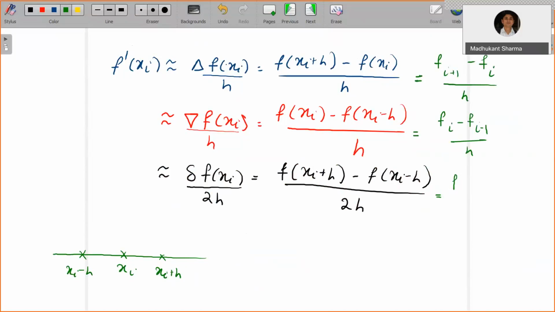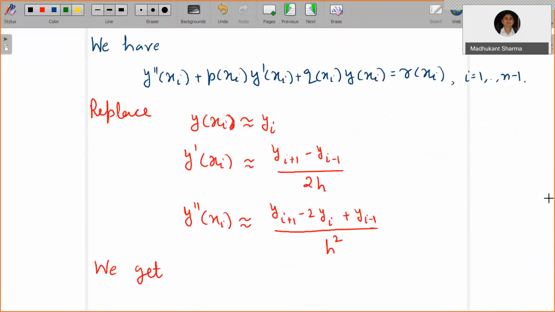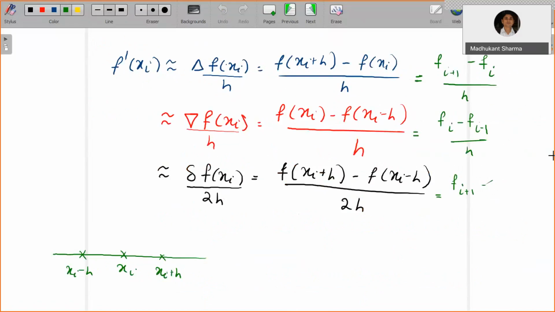And the central difference is fi plus 1 minus fi minus 1 divided by 2h. So these are the definitions of the forward, backward and central differences. They are related with the first derivative by the following relation. Note that the central difference operator is symmetric with respect to the midpoint xi.